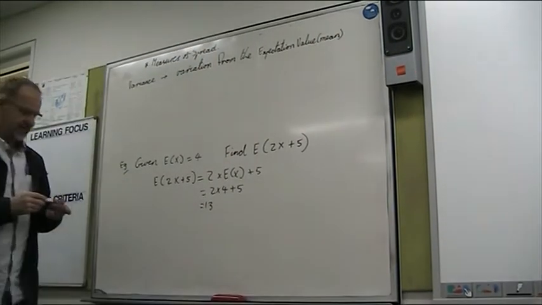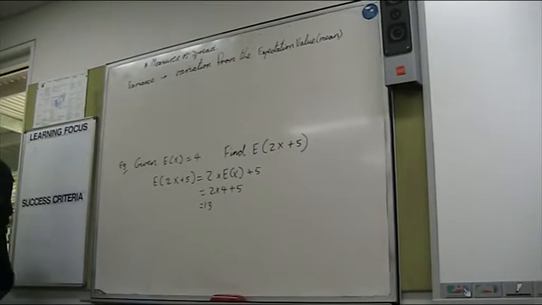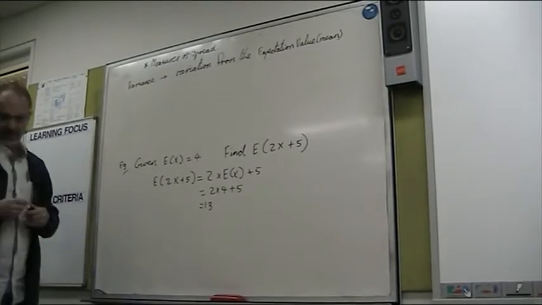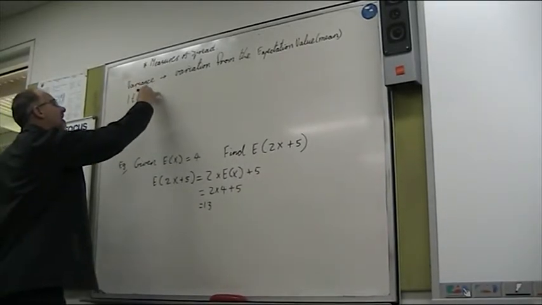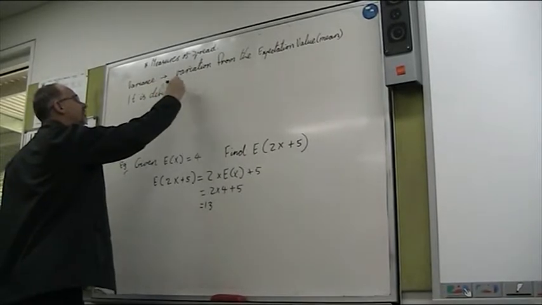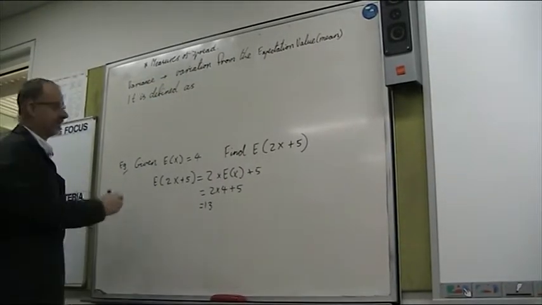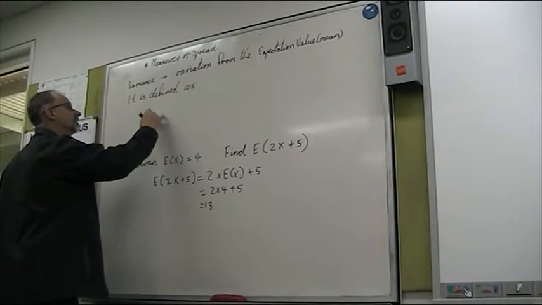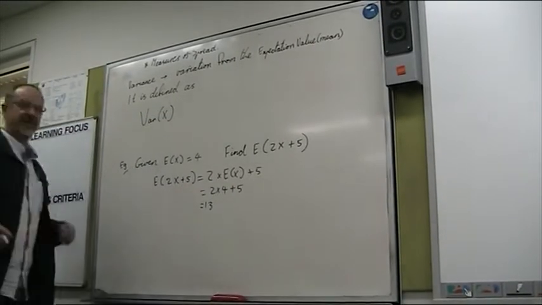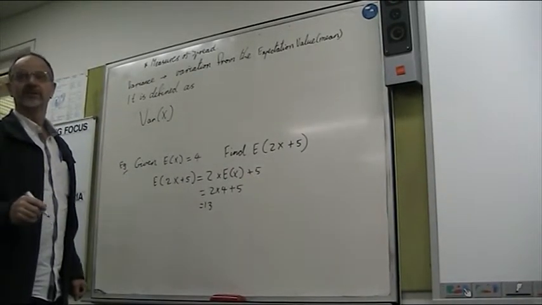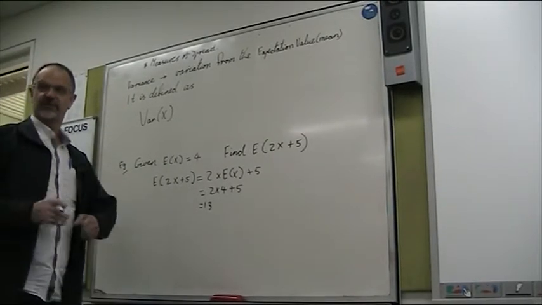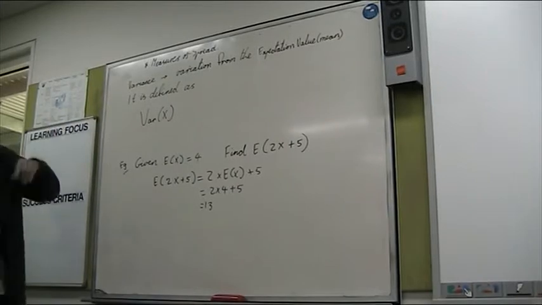So variance is the variation from the expectation value or the mean. It's how much a particular outcome varies from the mean, or how far away it is from the mean. It is defined as the variance, so how spread out our thing is. There's variance and standard deviation. Standard deviation is a different measure of spread, related to the variance though, yes.